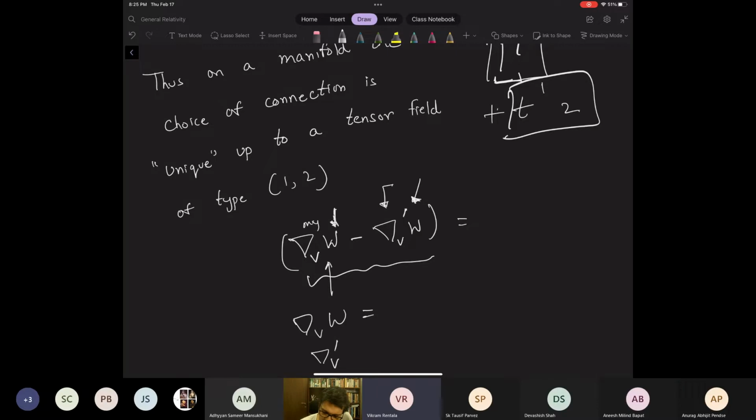Del V, your del V generates a vector field. Del V on W gives a vector field. The difference between the two, therefore, should also be a vector field. Yes, sir. And this vector field is actually generated linearly in V as well as W, because a vector field which is linear, where the coefficients are linearly proportional to V and W. No, sir. What I mean is completely linear, like this is a bilinear form that acts on vectors V and W and generates a vector field.